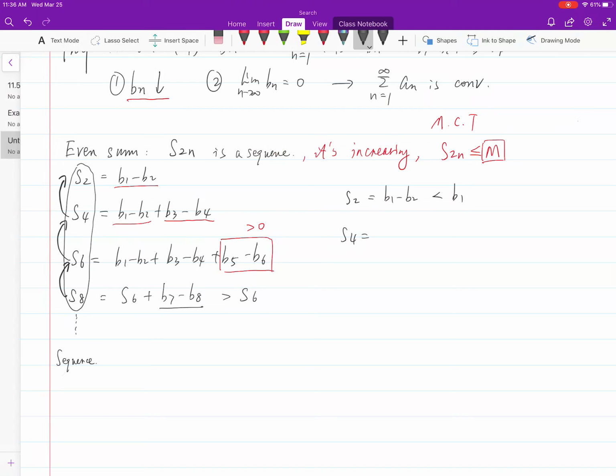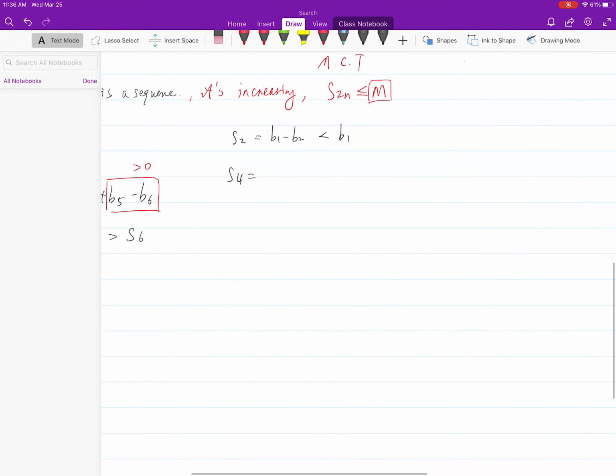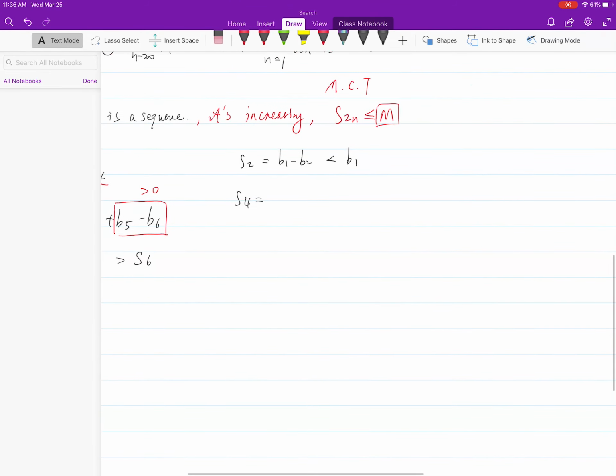What about S4? S4 is this. And what I would do is I would group these two together and give you this with a simple algebra. What is this? Well, same analogy. Is this one positive or negative? B2 is bigger than B3, positive. So S4 is nothing but B1 minus a positive number minus another positive number. It's going to be less than B1.